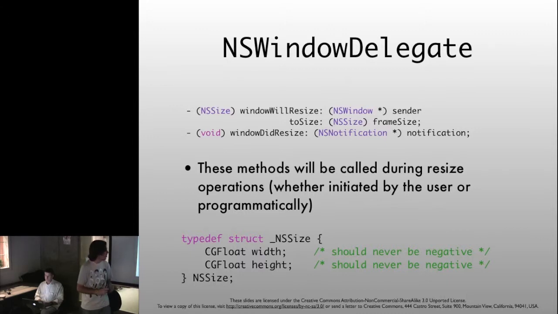Really, really useful. And then there's windowDidResize, which gets called after the window has actually been resized. So obviously windowWillResize gets called first, you can change it if you want, and then it will call windowDidResize. I can't remember if you guys have seen this already, but NSSize is just a very simple C structure that contains a width and a height.